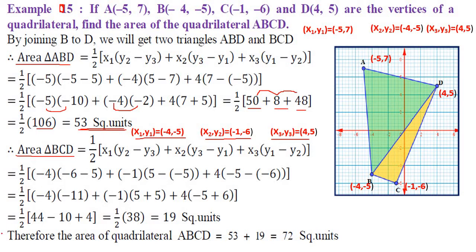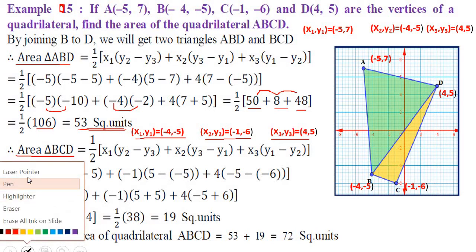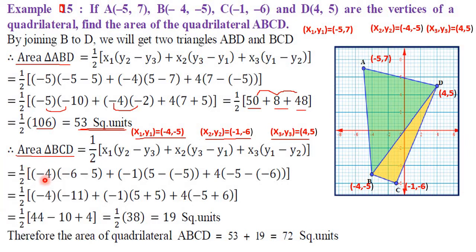So half into the value of x1, which is -4, into (y2 is -6, minus y3 is 5), close the bracket, plus x2 is -1, open the bracket, y3 is 5 minus y1, which is 5, plus x3 is 4, open the bracket, y1 is 5 minus y2, the value of y2 is -6, put it in the bracket, and again close the big bracket. Now let us simplify.